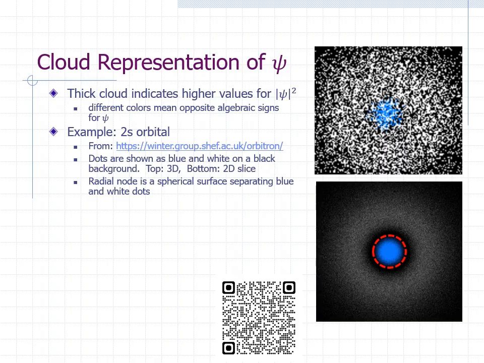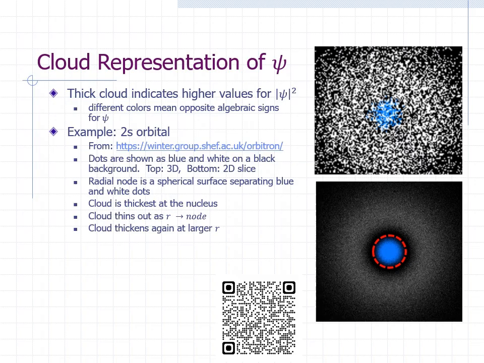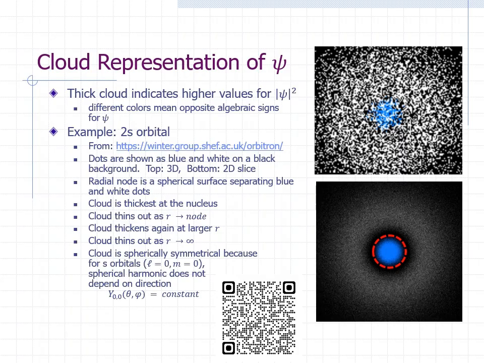Note that the cloud is thickest at the nucleus. The most probable location of the electron in an s orbital is at the nucleus. Tracing a straight line starting from the nucleus, we can see the cloud thins out as we approach the node, thickens again as we move farther out, then thins out again at even larger distances. We can also see that the cloud is spherically symmetrical. This is because for s orbitals, the spherical harmonic does not depend on direction.